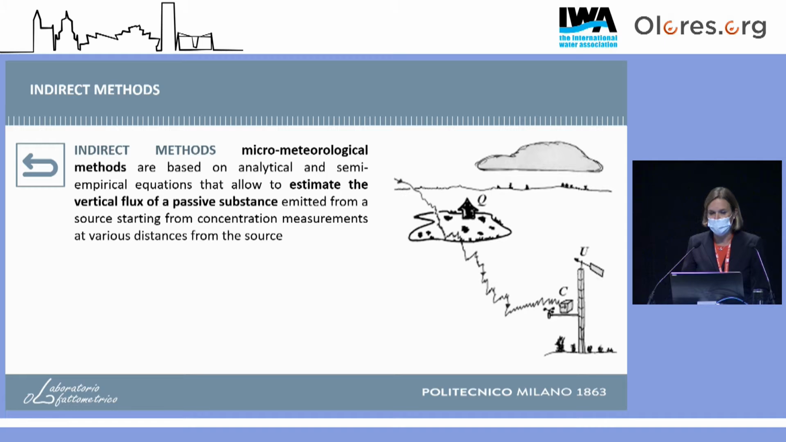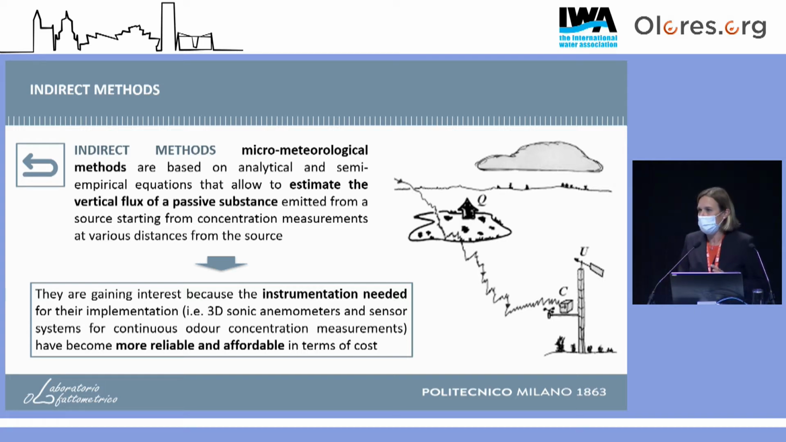Indirect methods are based on analytical and semi-empirical equations that allow us to estimate the vertical flux of a passive substance emitted from a source, based on concentration measurements at various distances from the source, combined with the meteorological conditions. As I mentioned this morning, these methods are mentioned very often in the scientific literature as an alternative to direct methods, but their practical applications, at least as far as odours are concerned, are really very rare. However, they are becoming interesting again because the instrumentation needed for their implementation is becoming more reliable and affordable. I'm speaking of sonic anemometers, for instance, that now cost below 10,000 euros, more or less.